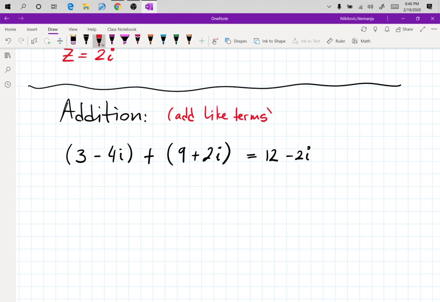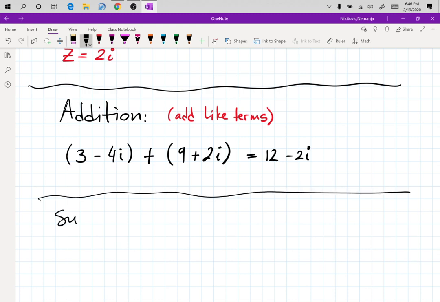Now that's terminology that you are used to. In complex numbers, if you want to be picky and you are a math major, you have to say add real parts, add imaginary parts, right? That will be the terminology. But as long as we understand each other, we're good to go. Subtraction. What do you think happens here? Pretty much the same thing.